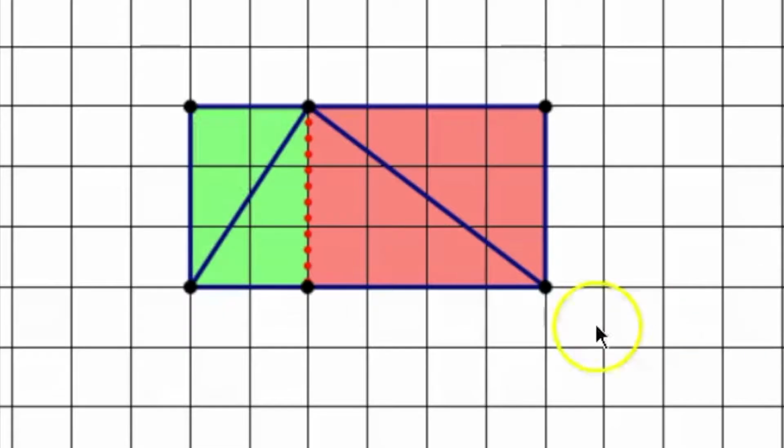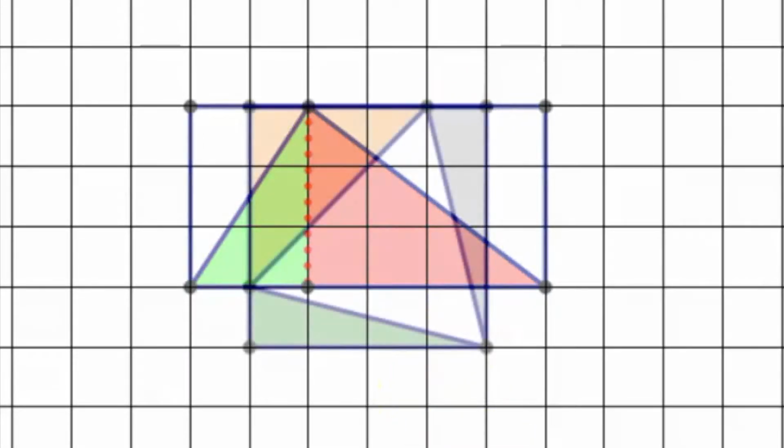So when we look at it here, we see this is half of this and this is half of this. So overall, it's exactly half of the area of a rectangle with the same base and height. So that's another reason we get 1/2 base times height.